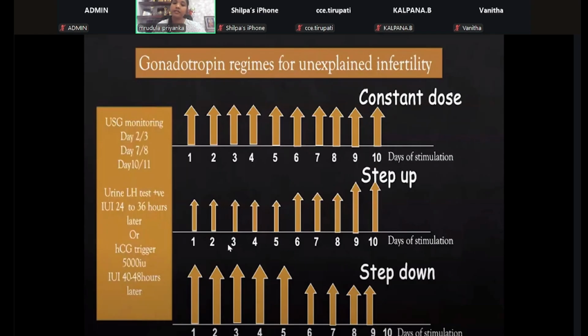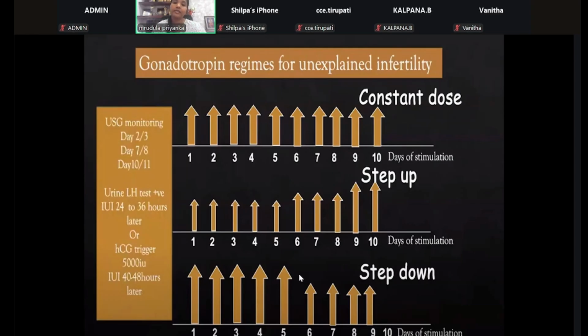There is the step up protocol wherein we start with a very low dose of gonadotropins. We give it for 5 days, check the scan, and if we don't see any follicle more than 10 mm, then we increase the dose by 37.5 international units, and then again monitor her scan. And if we don't see any dominant follicle or selection happening, then we again increase the dose, and if there is a dominant follicle, we continue that dose till the trigger.